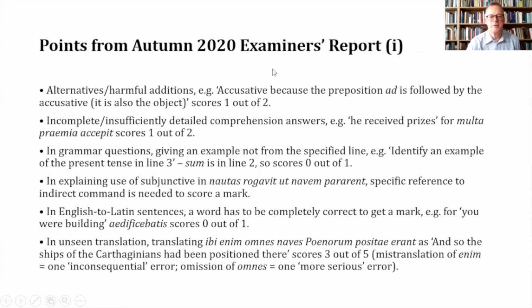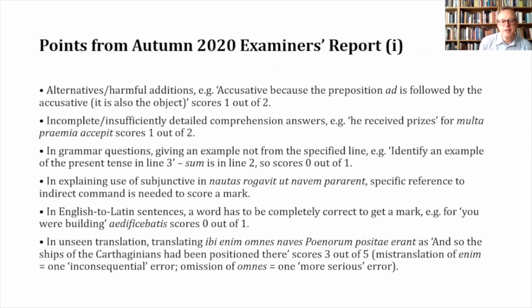Points from the autumn 2020 examiner's report. That's the most recent one we've got. They do really hammer this thing about alternatives and harmful additions. Somebody wrote accusative because the preposition, a word's accusative because the preposition ad is followed by the accusative, brackets, it's also the object. But you see the candidate shot themselves in the foot by adding what was obviously intended as that helpful bracket, and so they only get 1 out of 2.